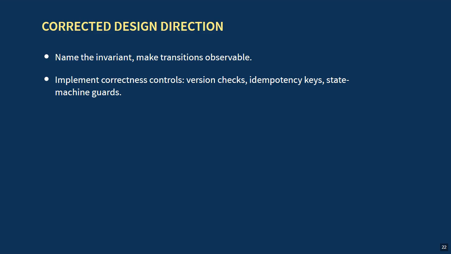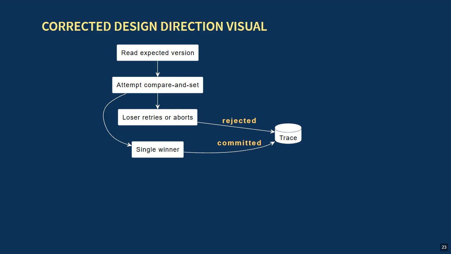In addressing these issues, it's essential to clearly name invariants, make transitions observable, and establish correctness controls such as version checks or state machine guards. These measures will help safeguard against race conditions. This diagram shows how the design moves from hoping execution is ordered to checking and recording the transition. The safer design either accepts, rejects, retries, or records the outcome with evidence.